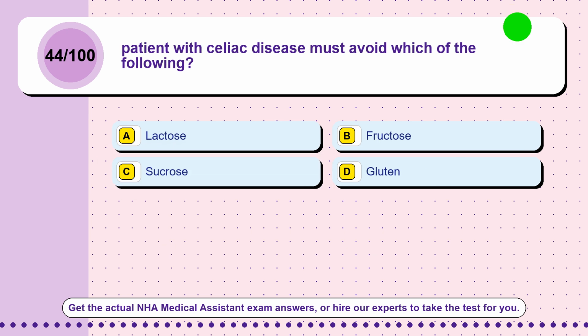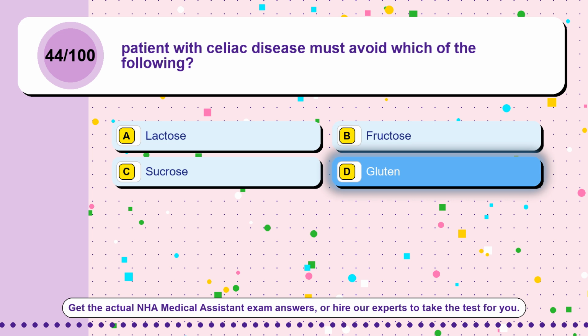Question 44. What is the proper location for a capillary puncture on an infant's foot? Option A, the center of the plantar surface near the arch. Option B, the medial or lateral borders of the plantar surface of the heel. Option C, the tip of the great toe. Option D, the posterior curvature of the heel bone. The correct answer is option B, the medial or lateral borders of the plantar surface of the heel.